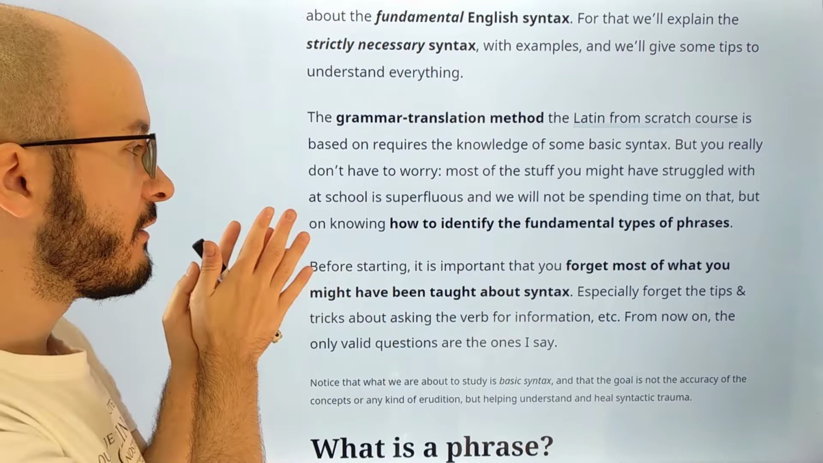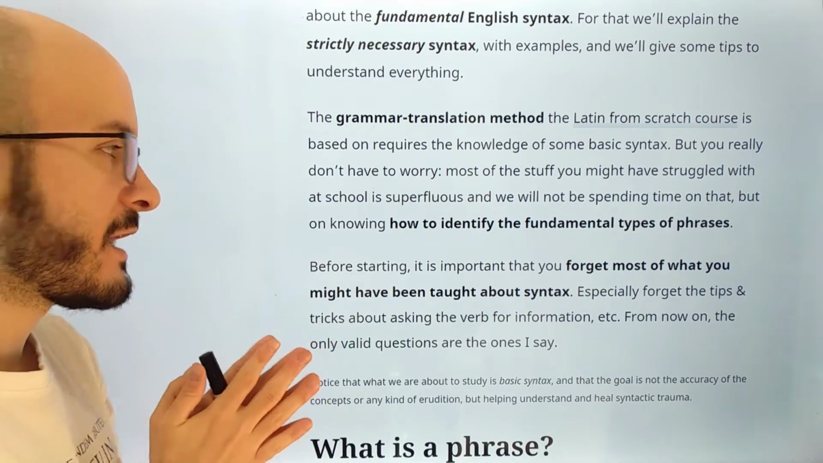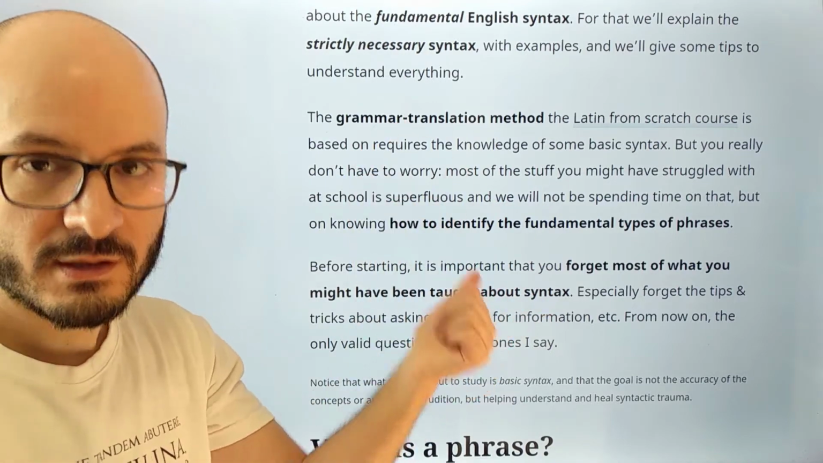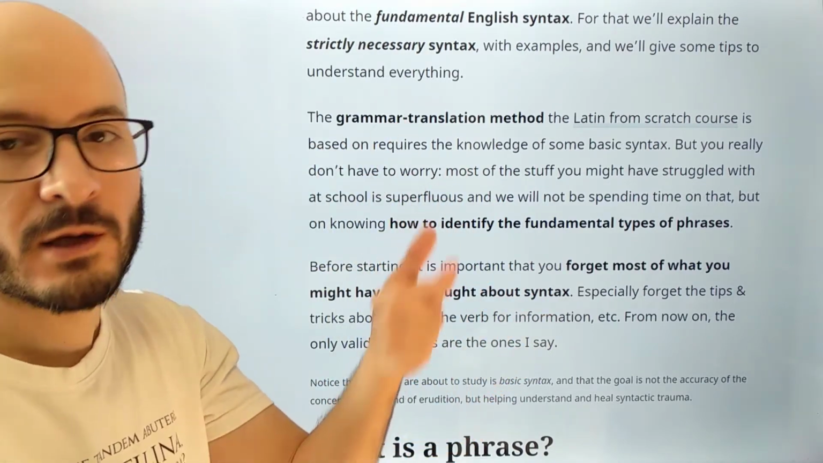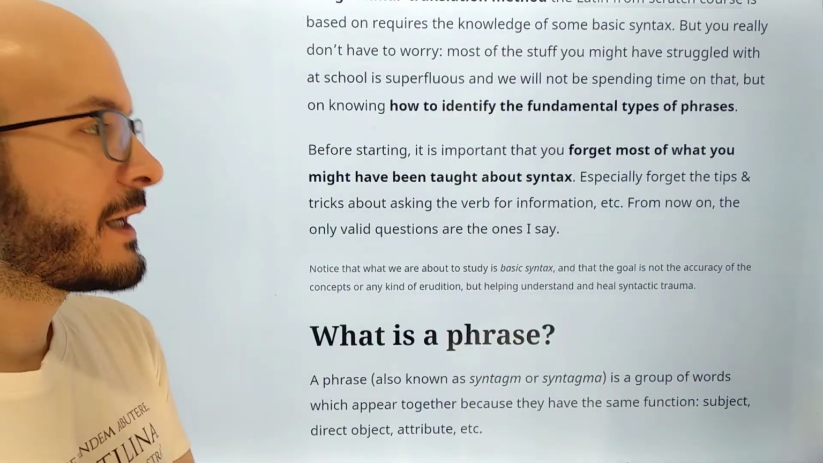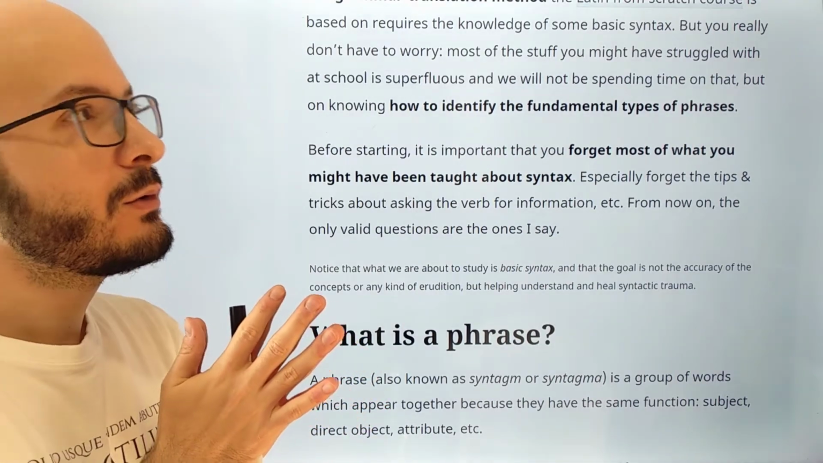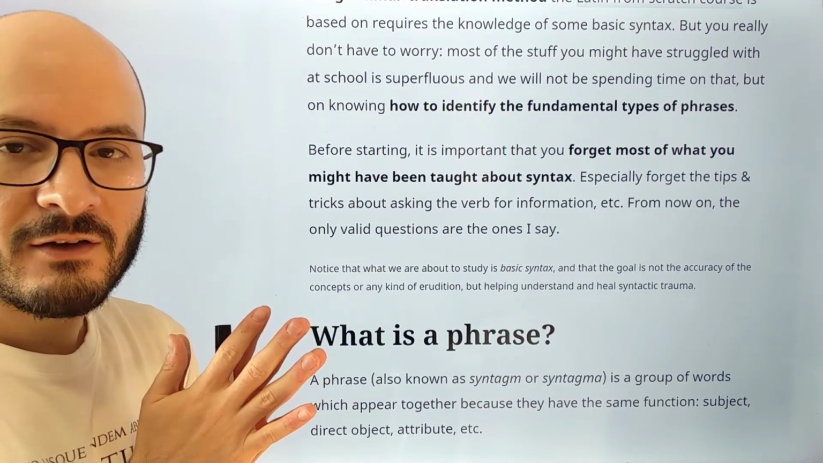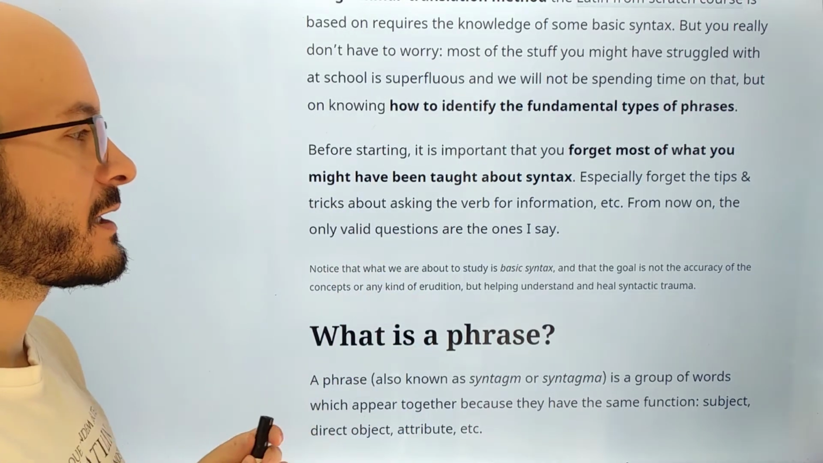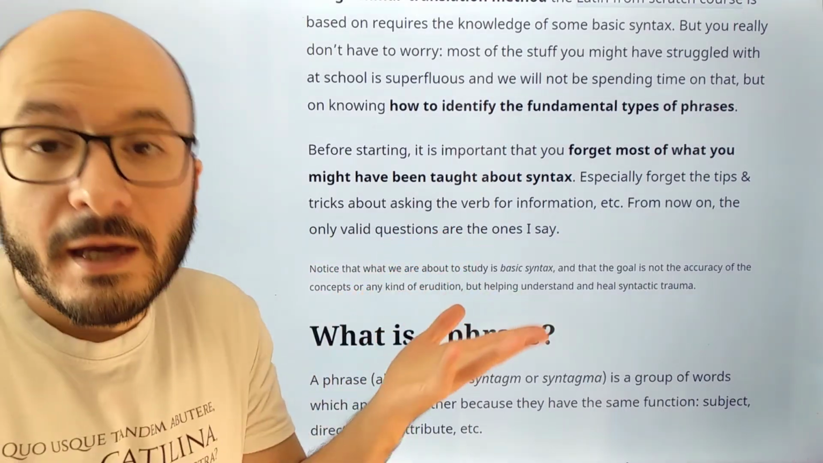So most of the stuff you have learned at school is superfluous, and we will not be spending time on that, but on knowing how to identify the fundamental types of phrases: subject, objects, direct, indirect, adverbials, etc. Okay? Before starting, it is important that you forget most of what you might have been taught about syntax. Okay? Mostly to identify the subject, you have to ask the verb, whatever. Okay? All of those? No. Especially forget the tips and tricks about asking the verb for information, etc. From now on, the only valid questions are the ones I say.